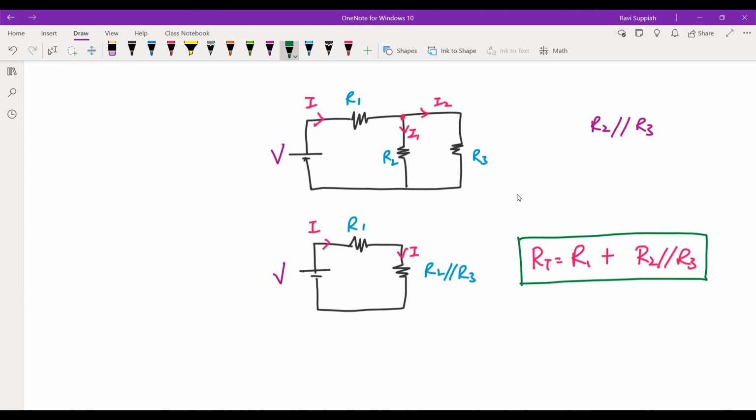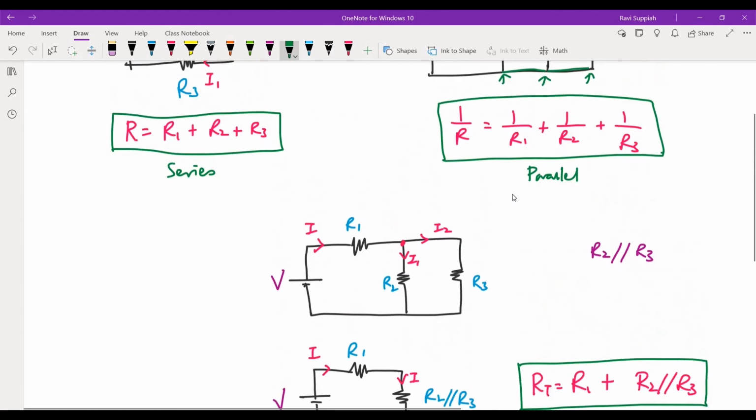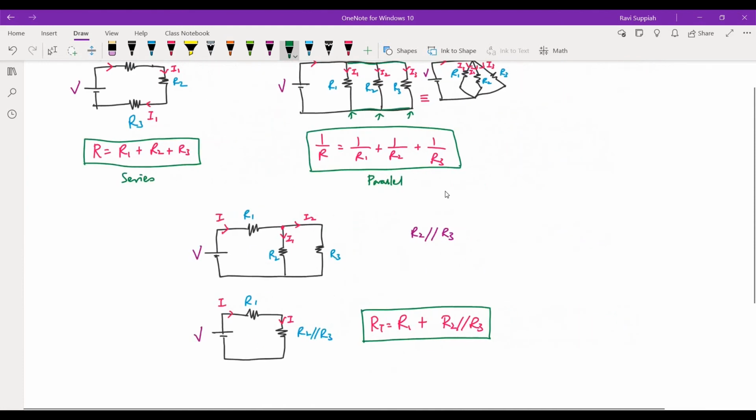So I hope with this video you are clear on how to analyze a circuit to better understand what are the components that are in series and what are in parallel.